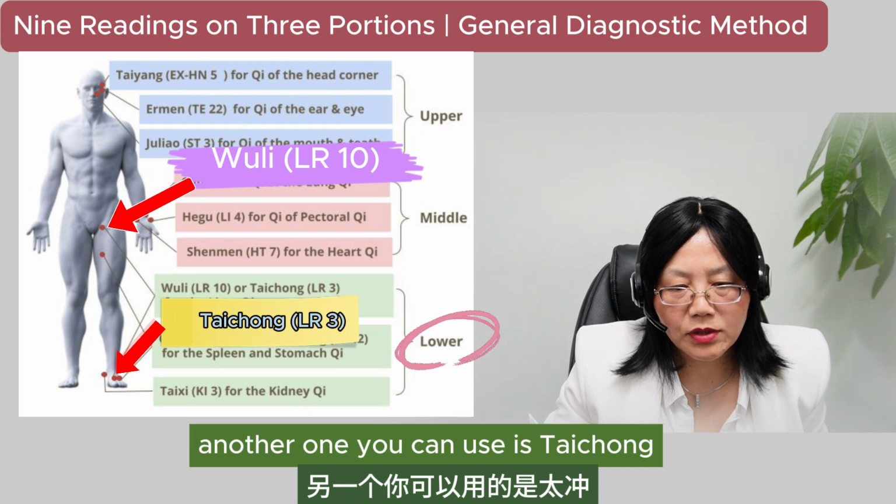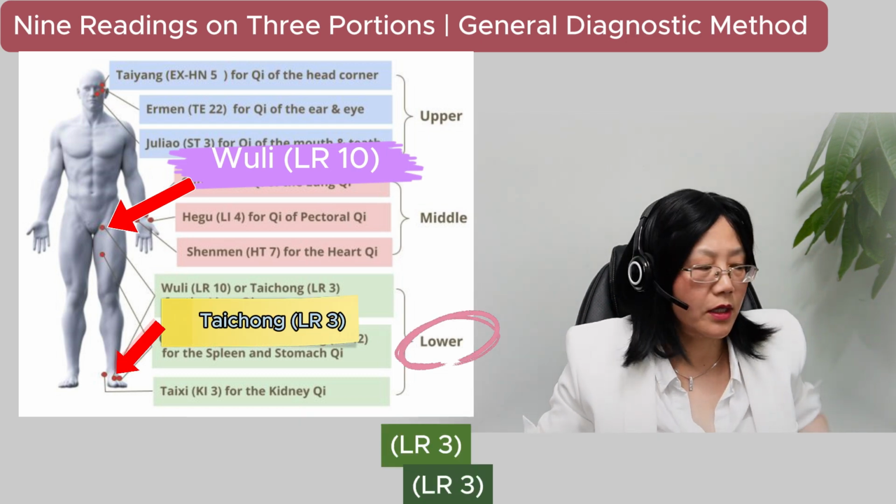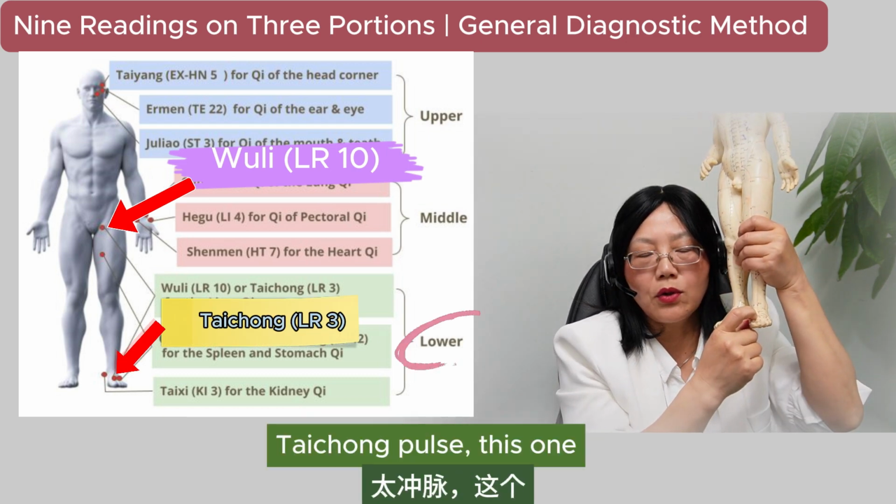Another one you can use is Tai Chong, liver 3. Liver 3 is here. Tai Chong pulse.